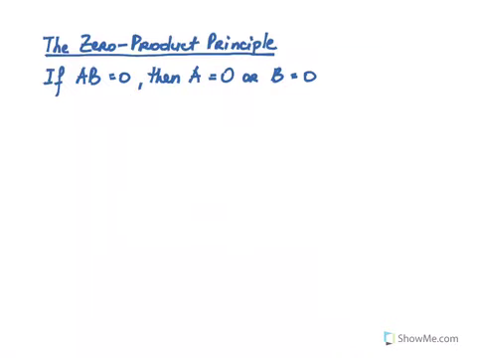The zero product principle says, if the product of A and B is equal to 0, then either A or B must be equal to 0. Example 1. We need to solve this equation for x. Negative 3 times x equals 0. Do you agree that the only way for this to happen is if 0 takes the place of x? Therefore, we say x must be equal to 0, and this is the only possible solution for this equation.